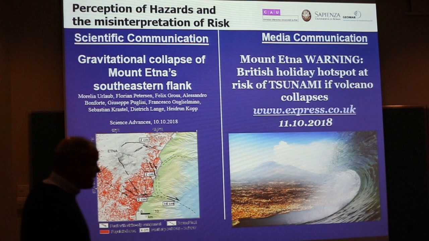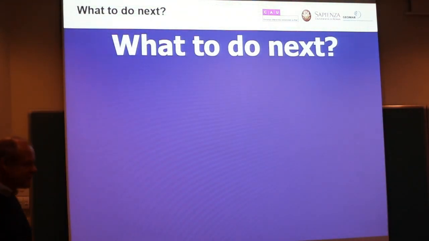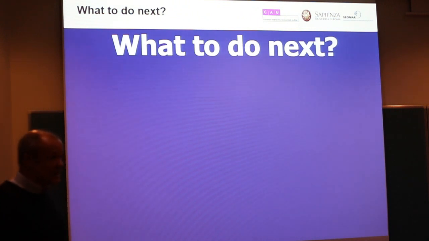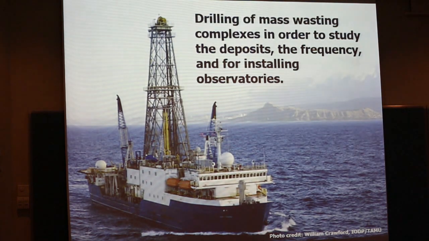Okay, that was the Etna case, and instead of giving a classical conclusion, I would like to spend some thoughts on what we may do next, and there's plenty of things we may do next. One thing which is really important is ocean drilling. Drilling of these landslides would be very useful, because drilling of the mass transport deposits would allow us to study the deposits of landslides, the weak layers, because we can drill much deeper than in the undisturbed sections. We learn more about the frequency of landslides, and we would also be able to install observatories in order to see whether there are any precursors of submarine landslides.